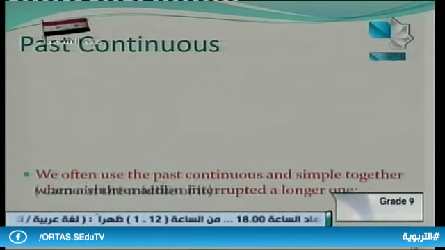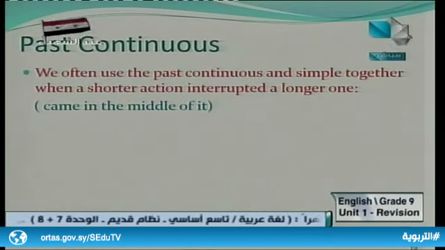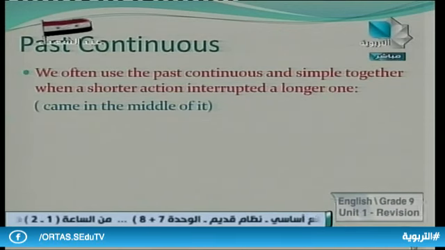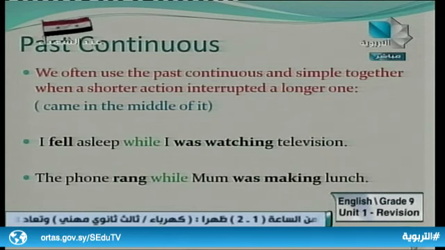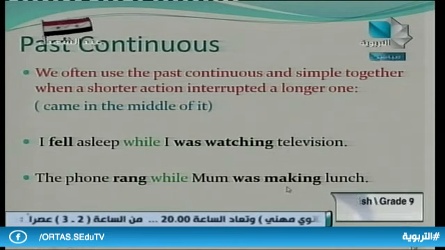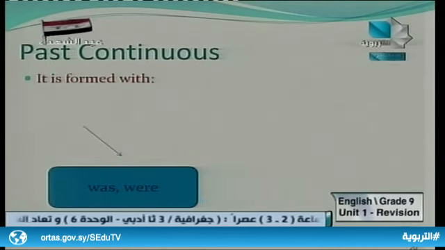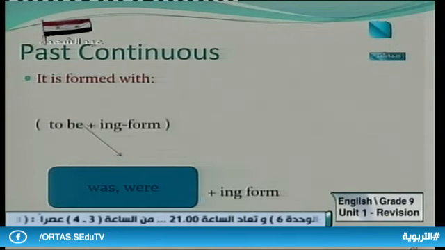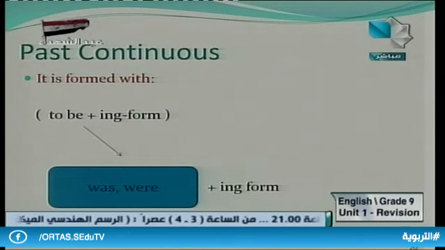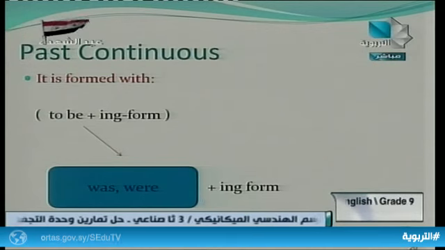Also, we use the past continuous and the simple together when a shorter action interrupts a longer one, coming in the middle. For interruption: I fell asleep while I was watching television. The phone rang while my mom was making lunch. The past continuous is formed with subject plus was or were plus the ing form. Example: I was playing, he was playing, we were playing.